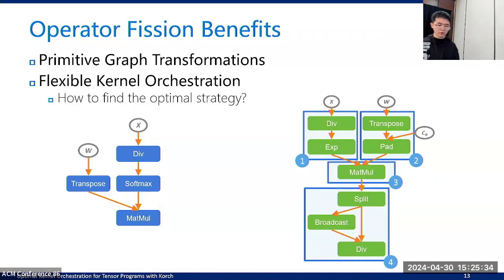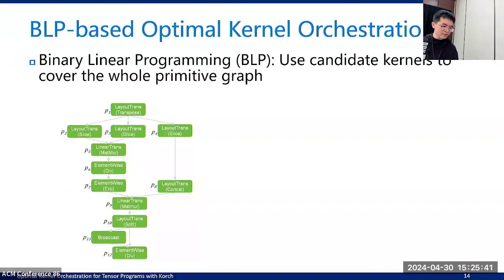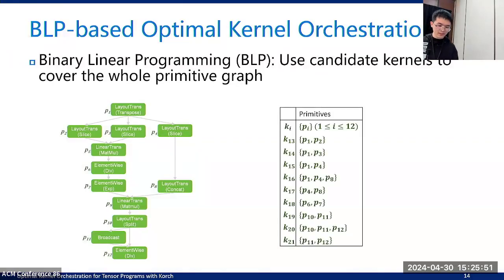But here comes the question: how can we find this optimal kernel mapping strategy? Our solution is to formalize the kernel orchestration problem into a binary linear programming problem. Use the candidate kernels to cover the whole primitive graph. A candidate kernel is a subgraph that can be computed in one kernel.